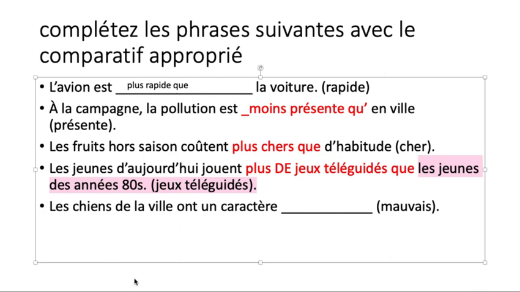Les chiens de la ville ont un caractère. Okay, so again here, I have nothing to compare it to. So it's up to me if I want to say they have a meaner personality or a less mean personality, right? So I'm going to go with moins because I love dogs. So I'm going to go with sont moins mauvais, right? And again, I'm not using que, because why would I be using than? Because it needs to make sense. The que is only used when you're comparing it to another group.